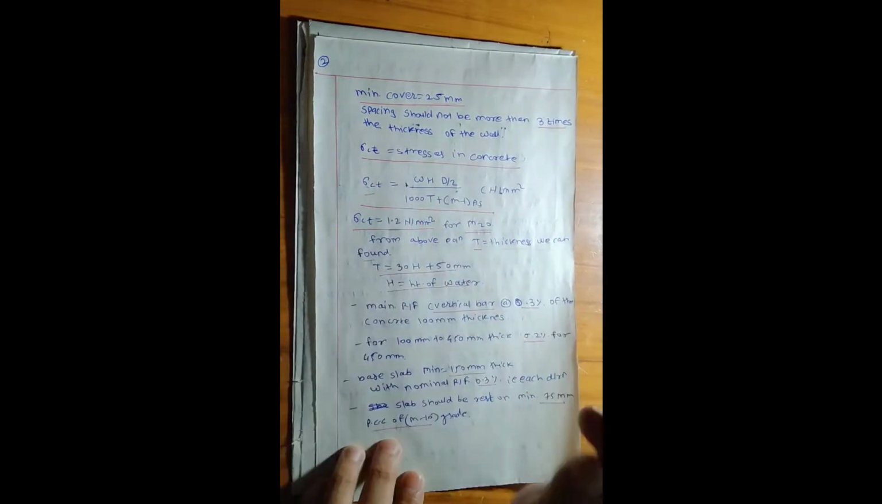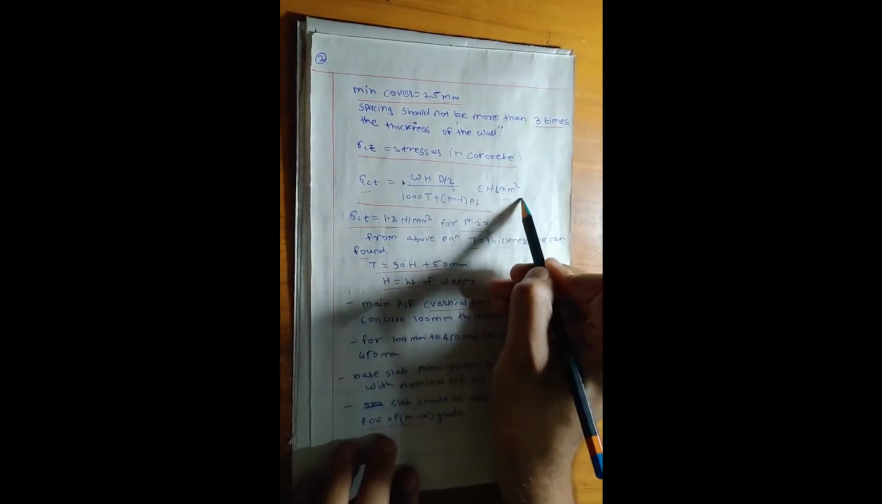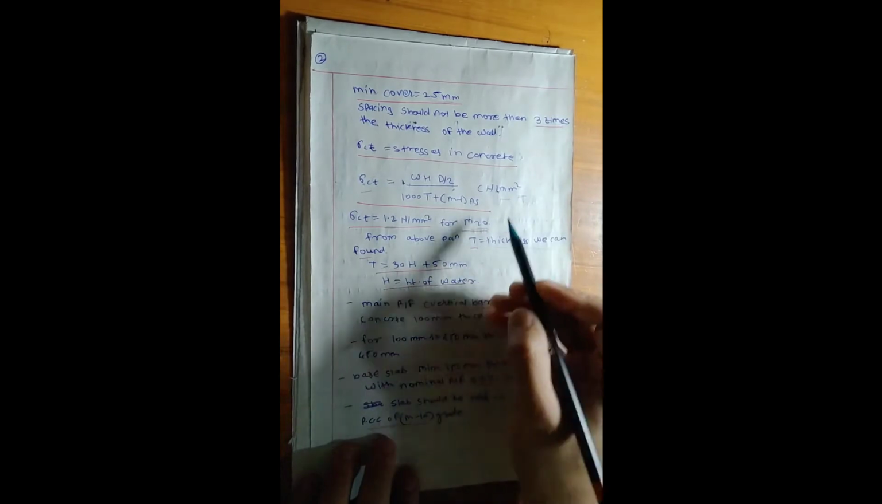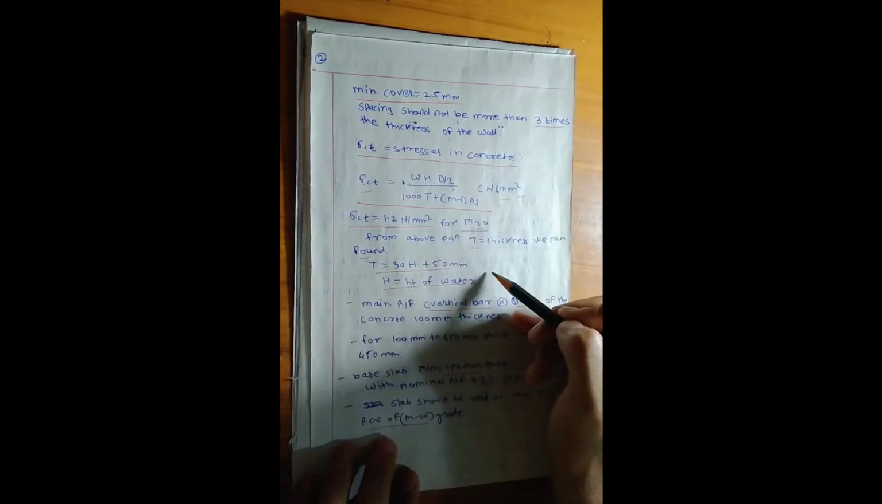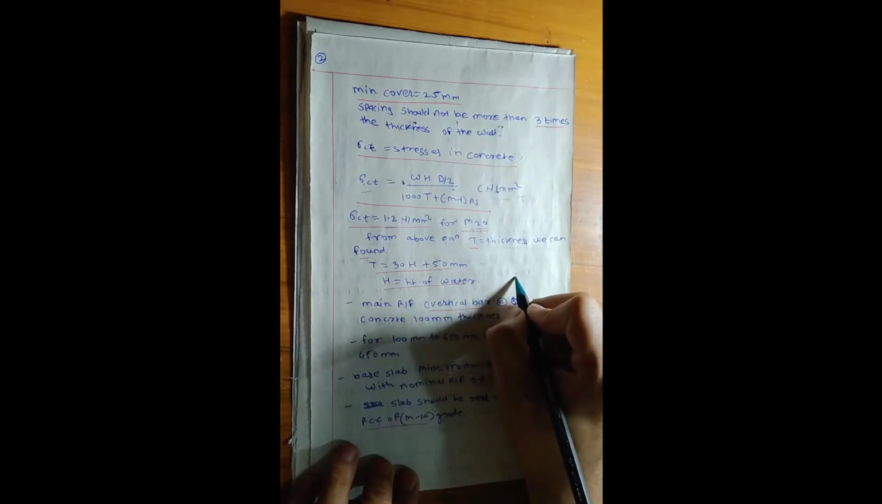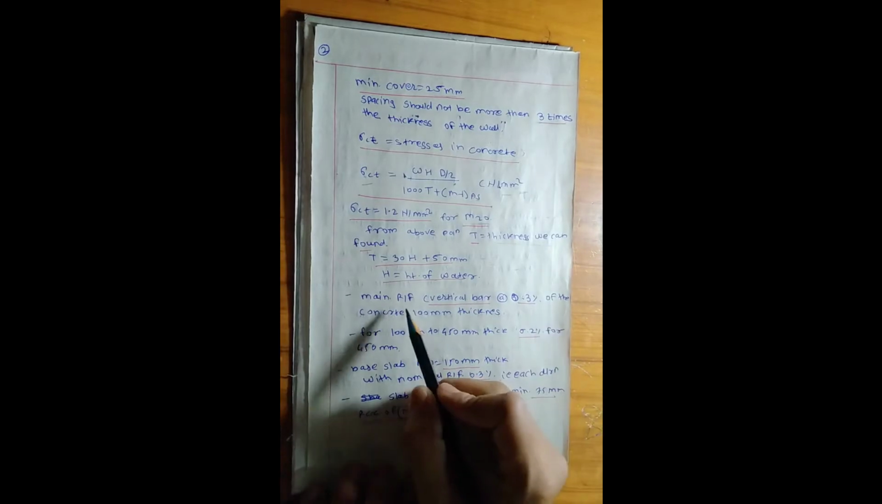In this formula we have to calculate the thickness. By this we get one value of T, and by the other formula we get another T. Compare both thicknesses, and whichever is greater, that greater value of thickness will be considered in the construction.